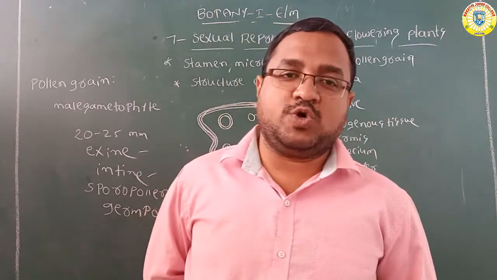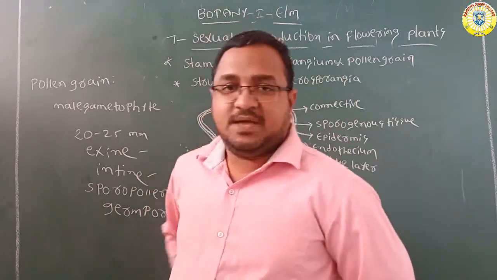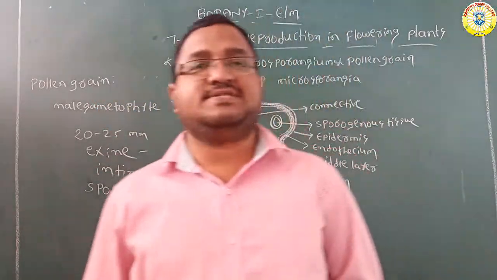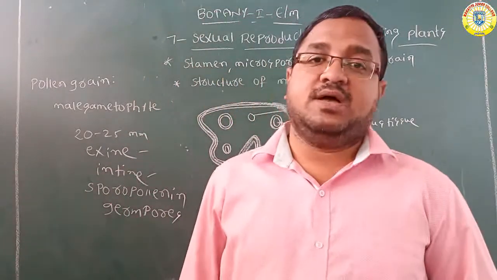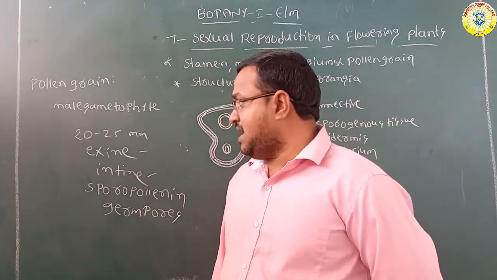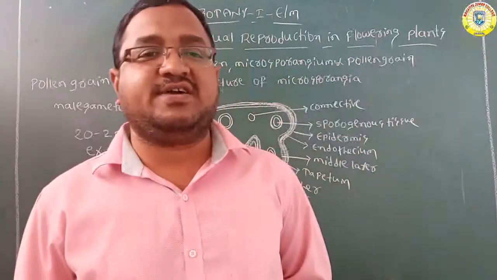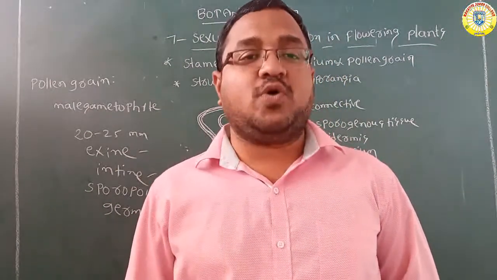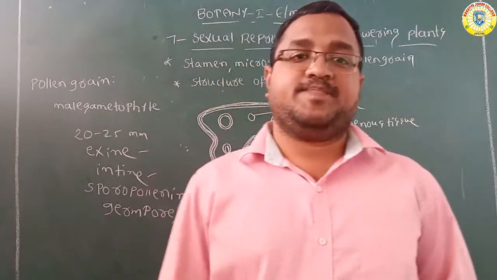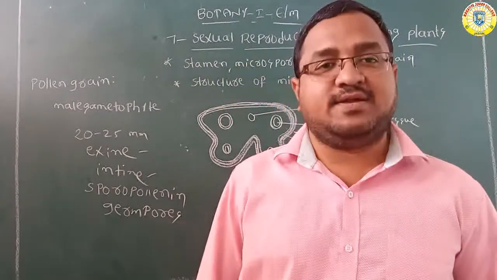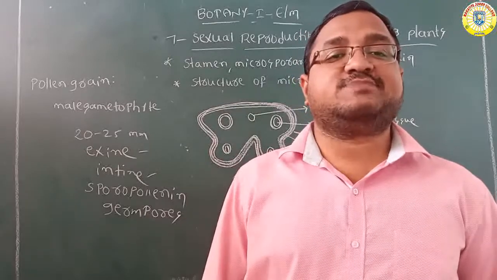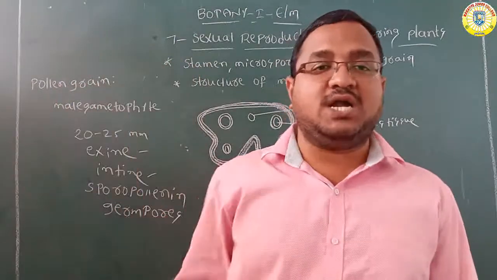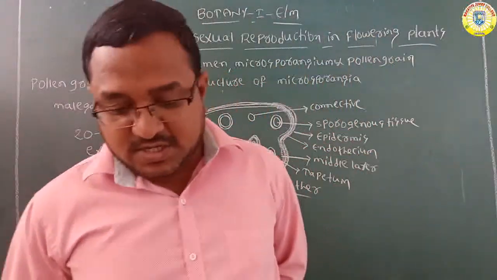Already you know that the outer layer is called exine, made up of sporopollenin. Because of this sporopollenin, it can withstand high temperature and strong acids. But in some areas of the outer layer, where sporopollenin is absent, the regions appear like small apertures or gaps. These are called germpores.